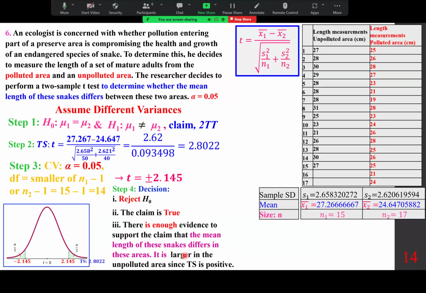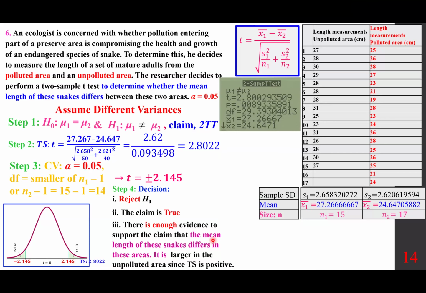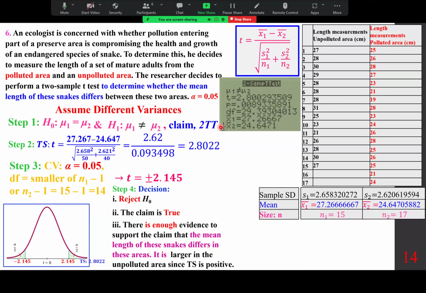It is larger in the unpolluted areas since the test statistic is positive. By the way, if you were to make a decision, since this is positive, it makes it larger. If it's negative, it makes it smaller. But for sure, they're different. Now, as far as technology is concerned, we go with two-sample t-test. We put in the information.